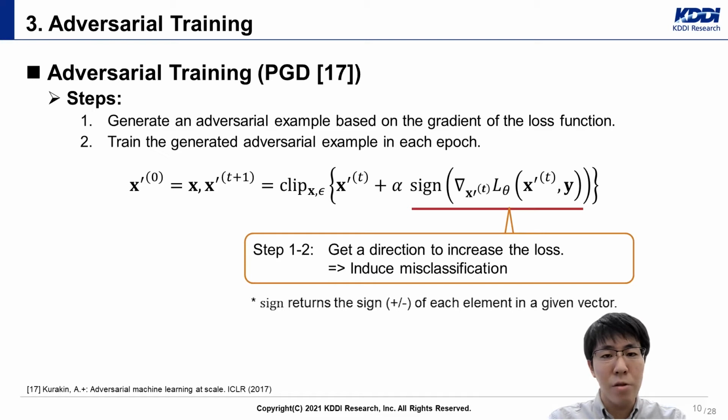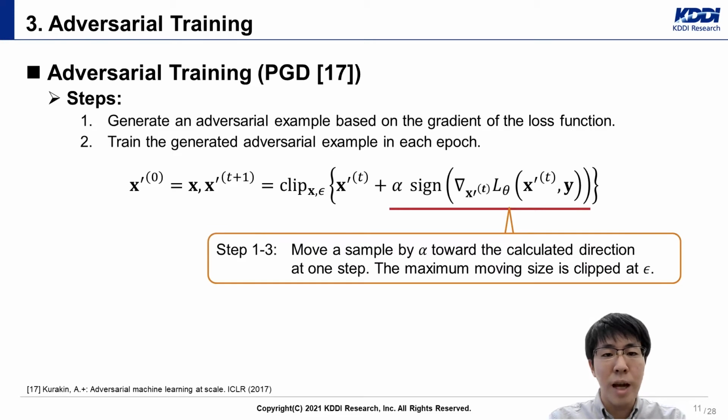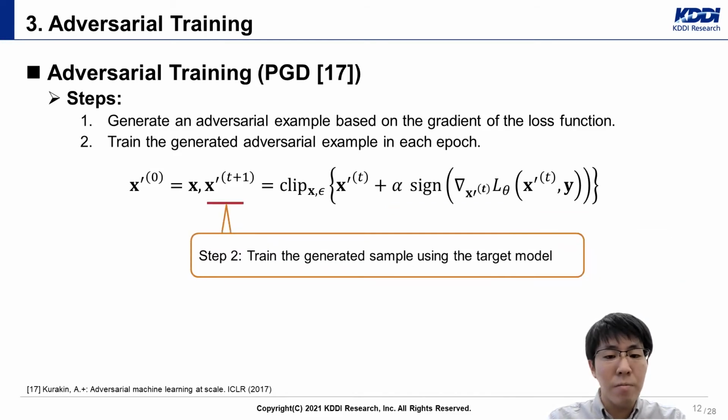Then, we get a direction to increase the loss of the model. If the loss of the model is increased, the model may misclassify the sample. And then we move a sample by alpha towards the calculated direction at one step. We repeat this process several times. The maximum moving size is clipped at epsilon. Since too much perturbation can be easily found, we limit the maximum perturbation size by epsilon. And then we train the targeted model using the generated samples.